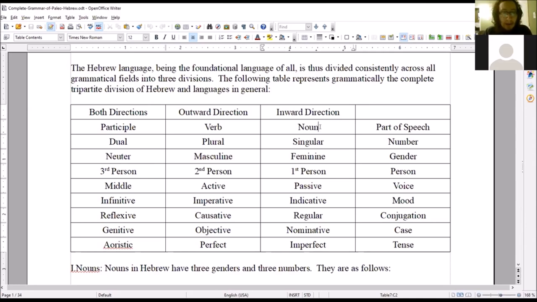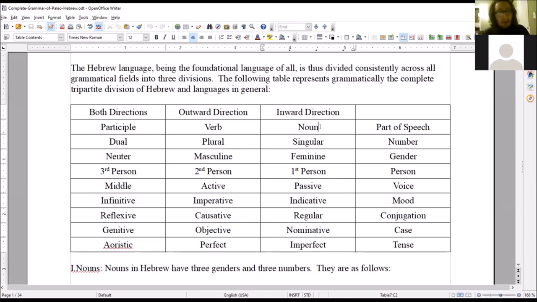Now, a noun can be singular. So one, which again is inward. Plural is many, and dual refers to two, like a couple. So it's a small unit. It's two forms of couple. It's like a single unit. So it's inward because it's a couple, but it's outward because it's two.